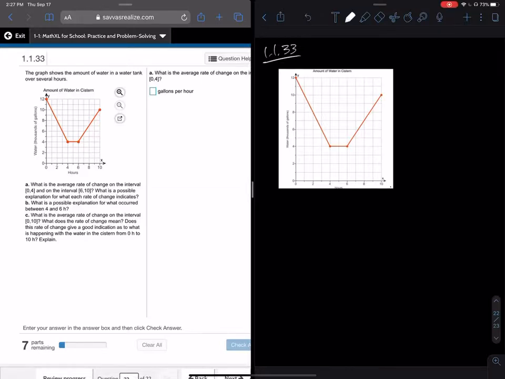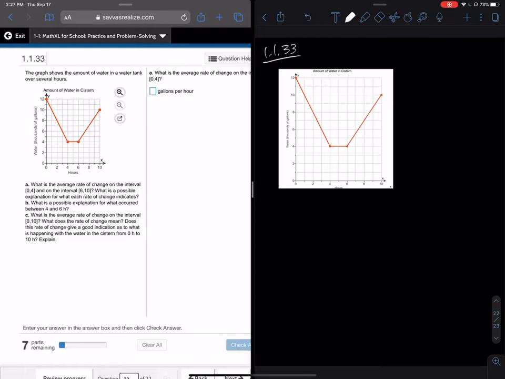Problem 1.1.33. The graph shows the amount of water in a water tank over several hours. And then there's our four parts, A, B, C, and D. In part A, they want to know what is the average rate of change on the interval 0, 4, and on the interval 6, 10? What is a possible explanation for what each rate of change indicates?